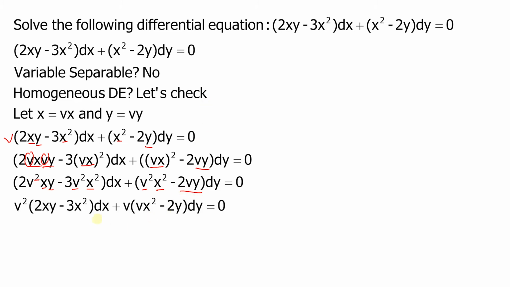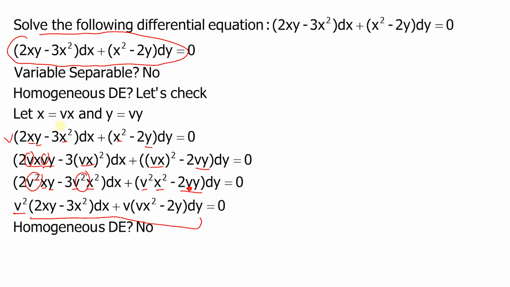Then, simplify pa, class. Diri na part, gi-factor out na nato ang v squared. So, you have v squared times (2xy minus 3x squared) dx. Pero diri, class, atong na-factor out lang is si v. So, nabilin is v times (vx squared minus 2y) dy equal to 0. Kani siya, dili gid siya mabalik sa atong original equation. So kapag dili siya mabalik sa original equation, therefore we can conclude that this is not a homogeneous differential equation.